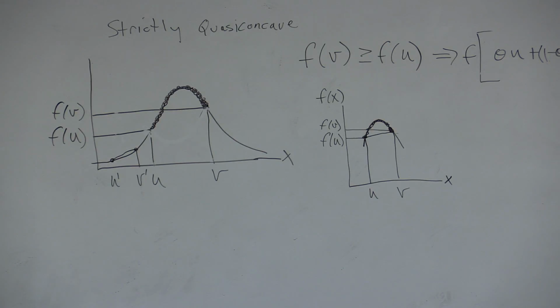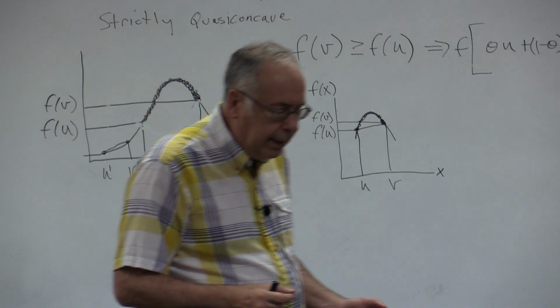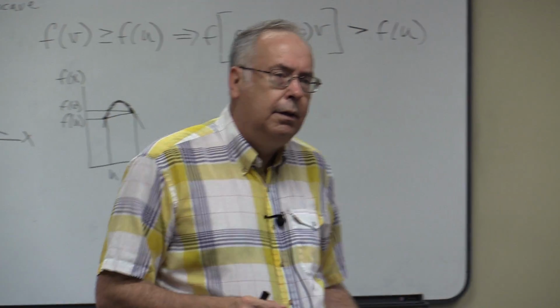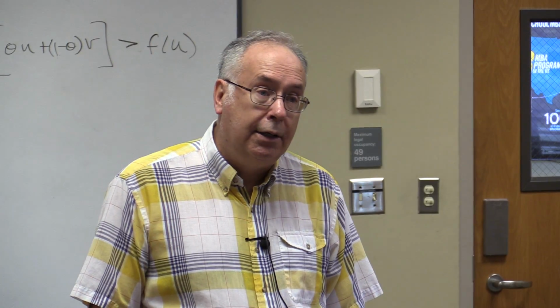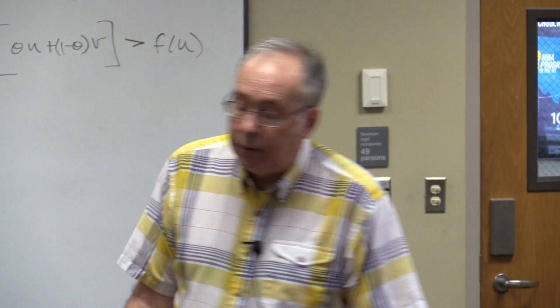It's not concave, but it is strictly quasi-concave. So quasi-concavity is a weaker condition than concavity. Any bell-shaped curve would be quasi-concave, but wouldn't be concave. It's a weaker condition.